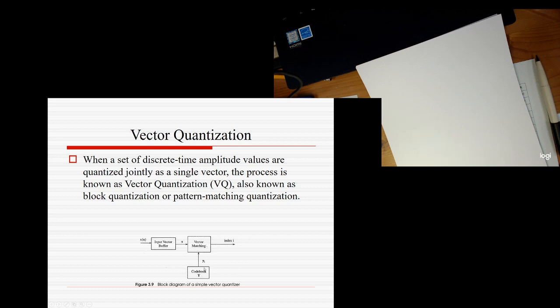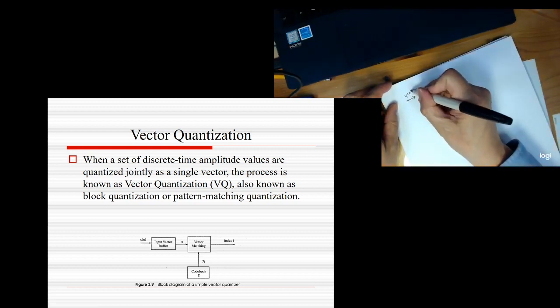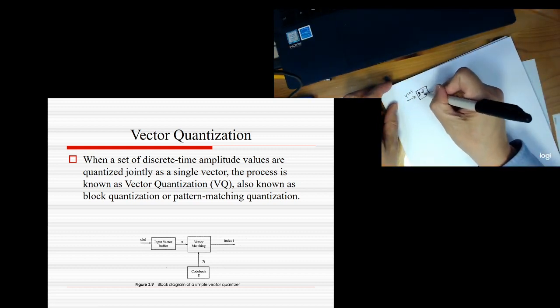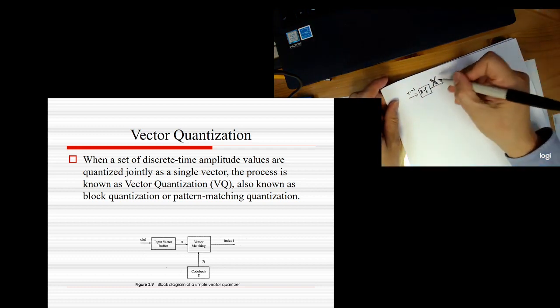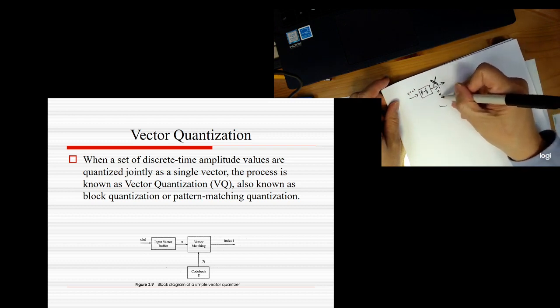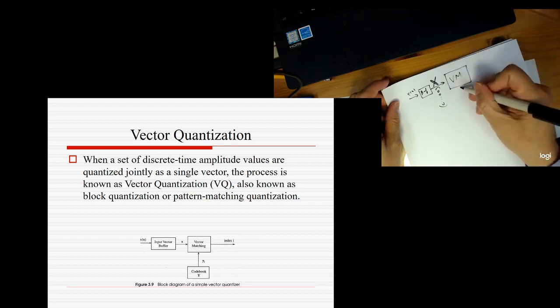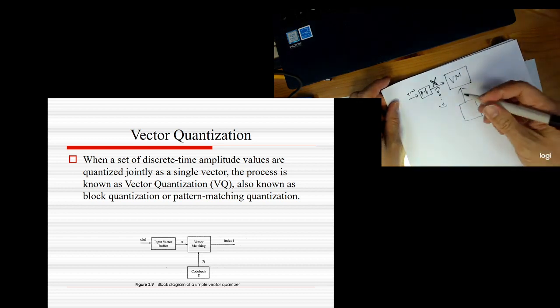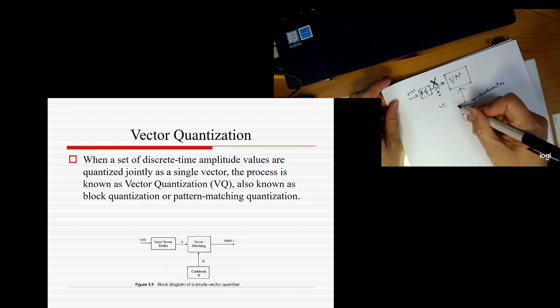There is a code book here, and you can see the index i. Our input data is s of n. A buffer collects it into an input vector, written as a capital letter, with many components, and then vector matching is performed against the code book. Inside the code book we have code vectors, each one a code vector. This whole collection we call the code book.